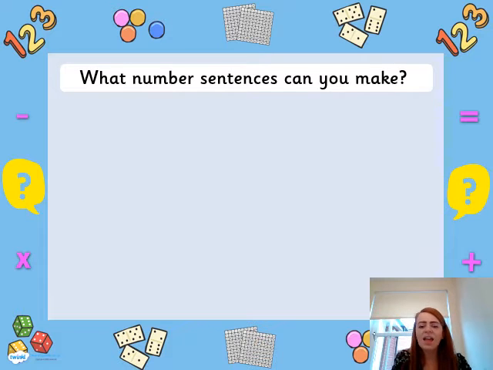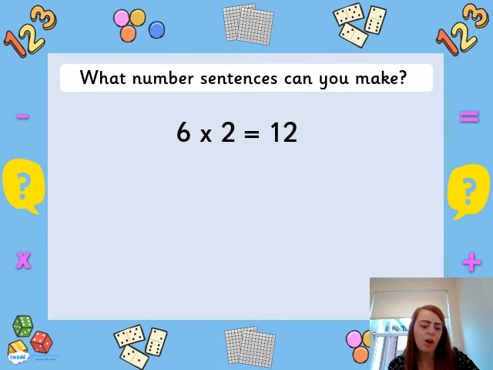Okay, so I've got a challenge for you, boys and girls. I'm going to give you a multiplication, and I wonder what other number sentences you can make from this. So you can pause the video and see if you can work out any number sentences that you can make from 6 times 2 equals 12. Remembering that in a multiplication, the biggest number comes at the end, but you can swap around the other numbers. And in a division, the biggest number goes at the start, and you can swap around the smaller numbers. All right, so give it a go, press pause, and press play when you're ready.